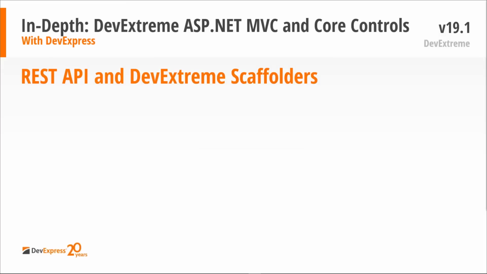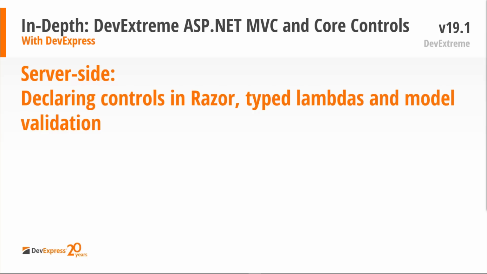All right, so one of the other things that I'd like to talk about, and that has everything to do with the demo that I just created here, is server side. So how does this work? How do we declare controls in Razor? How can I use type lambdas and model validation and so on? And why should I use it?